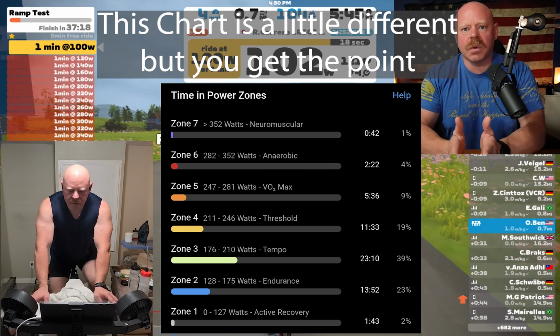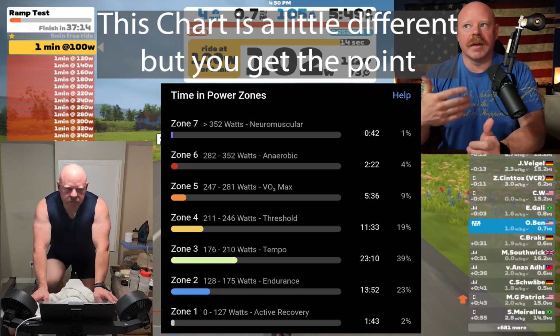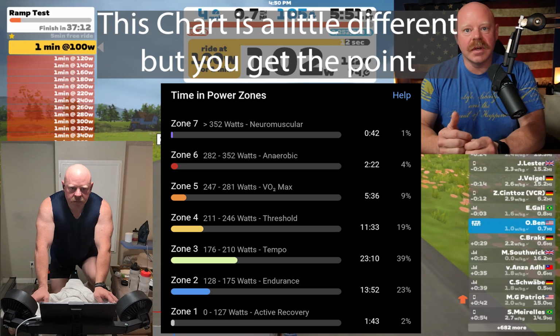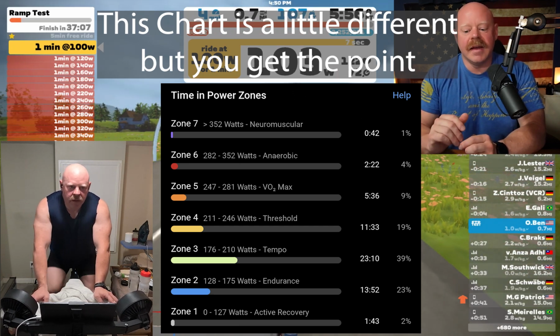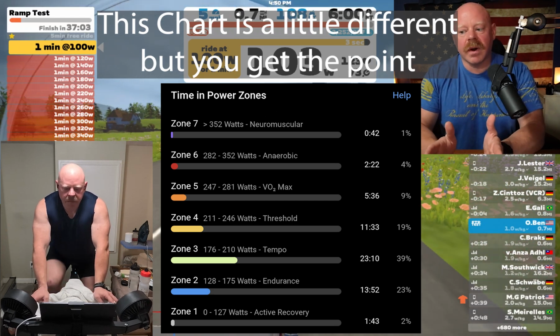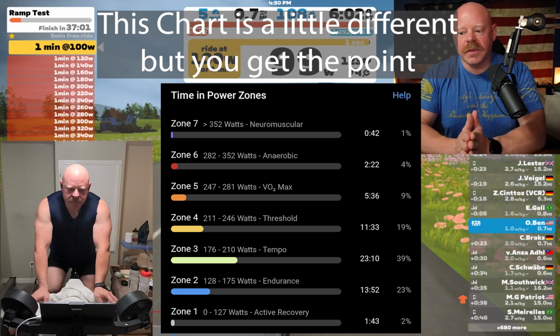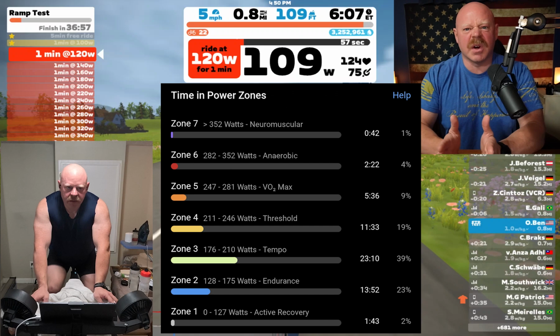Zone 3 would be threshold, where you're pushing the limits a little bit. I can ride threshold for hours, although my heart rate is going to be relatively high and I would not be able to hold a conversation. Zone 4 is a resistance level that I could maybe hold for 10-15 minutes. That's like when you're going up a hill.